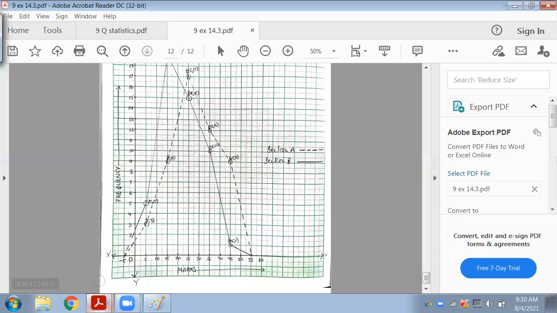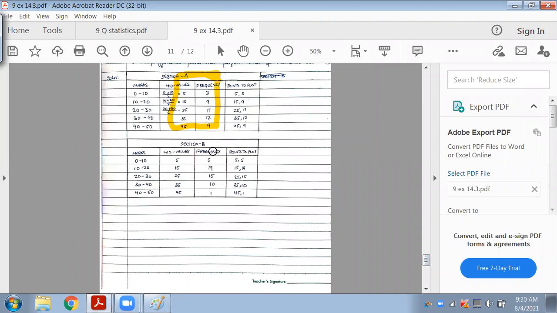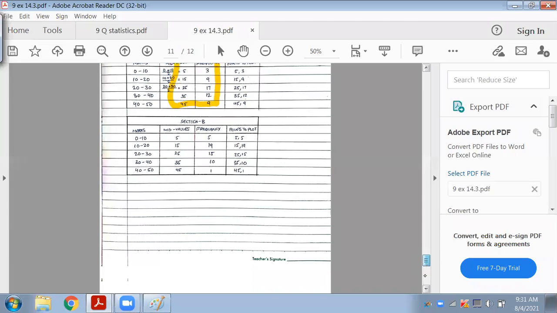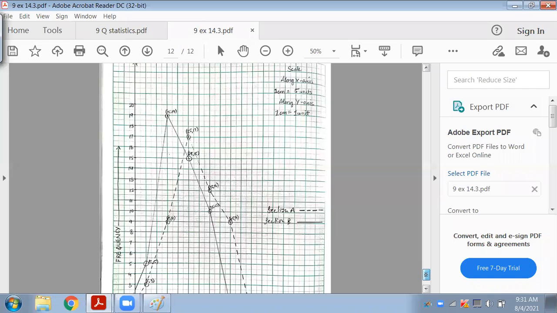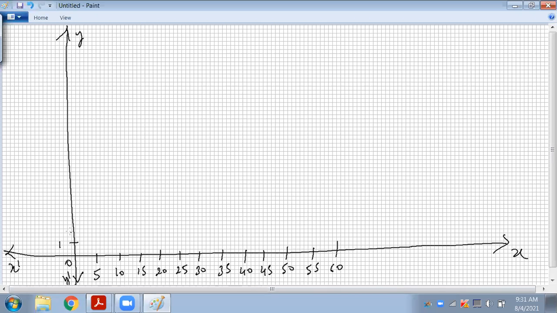Okay, and then we are going to take the frequency on the y-axis, but the frequencies are ranging from what? They are ranging from 3 to 17, and in the other one 3 to 19. So we have to take at least up to 20. So we'll take 1 cm. You can take 1, 2, 3, 4 up to 20 because there is enough space. So take it 1, 2, 3, 4, 5.